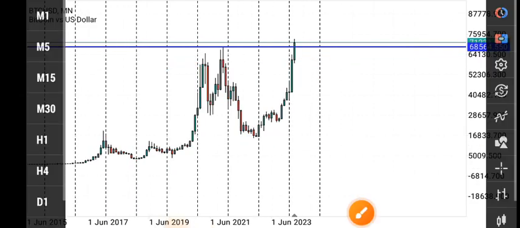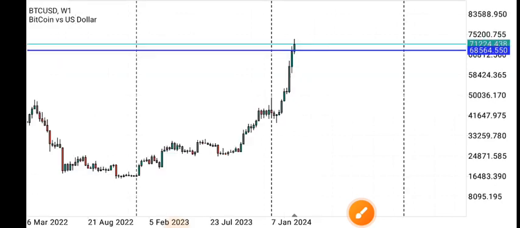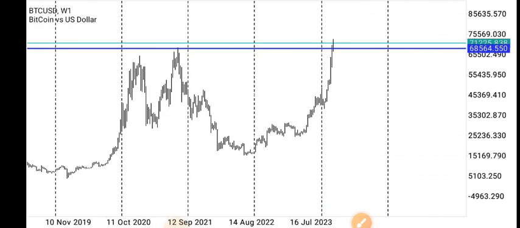Anyway, from here, let's head down to the weekly chart and let's see what's happening down there. And here we are on the weekly chart.